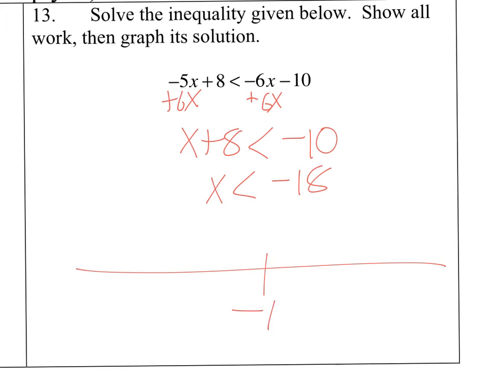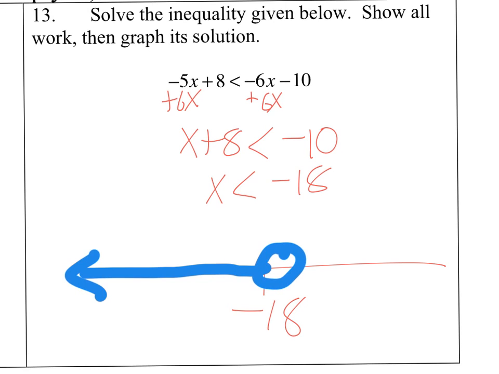There's negative 18, and if x is less than negative 18, we have to draw our arrow going to the left. And the last thing is I need to decide if this is an open circle or a closed circle. Less than instead of less than or equal to is an open circle.